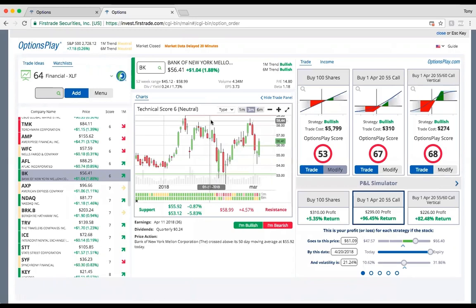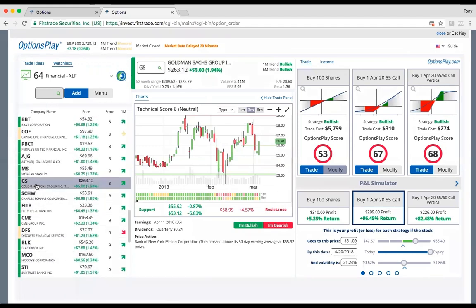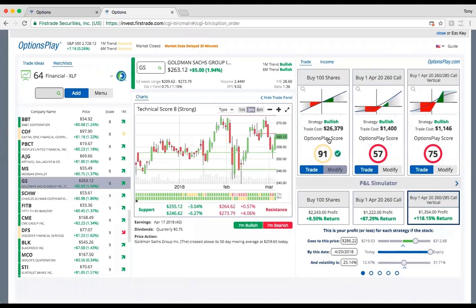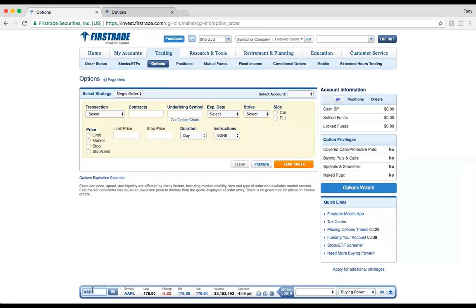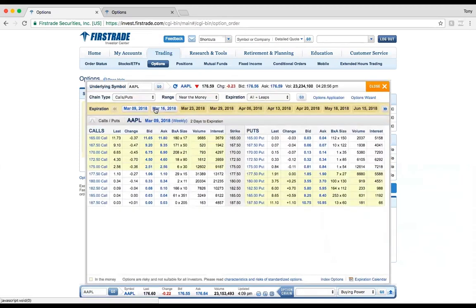So once you have a directional view on an underlying stock, let's look at Goldman Sachs for a sec, for example. It allows you then to look at what the trading strategies are for trading this. And one of the things that this tool does is, when you're looking at this option chain, it's really difficult to understand, is this option cheap? Is this option expensive? It's really difficult to do that when you're just looking at this wall of numbers.